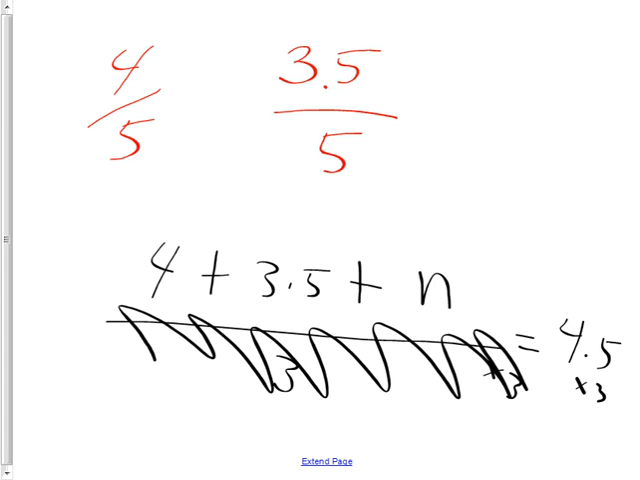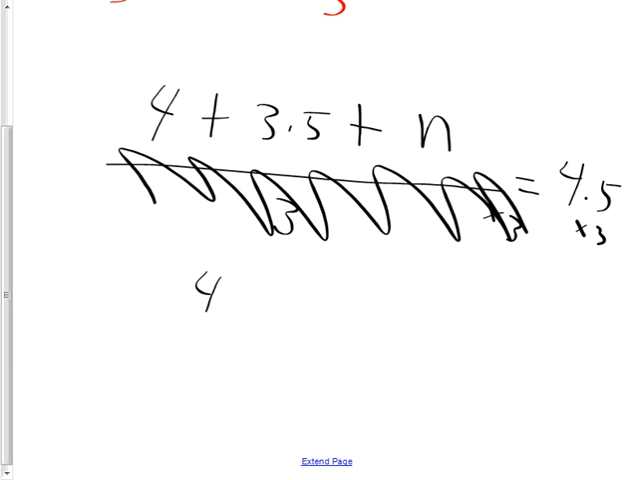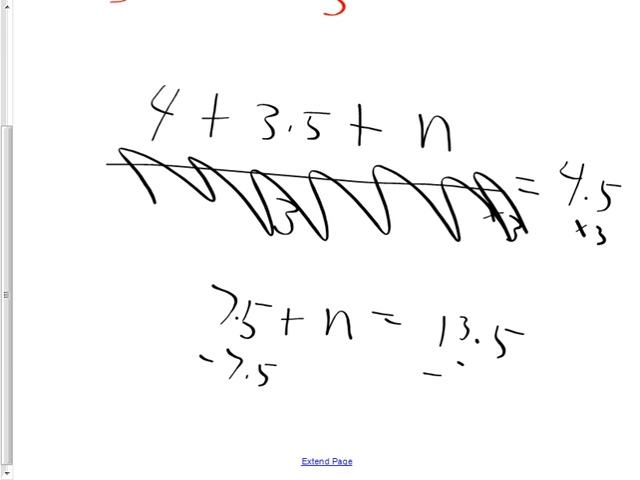And now I have 4 plus 3.5 is 7.5, plus n, equals 13.5. And then I just have to subtract 7.5 from both sides. And I have n equals 13.5 minus 7.5, which is 6. I need a 6 out of 5. I do actually offer extra credit sometimes, so that's possible. If you got a 6 out of 5, you could average a 4.5.